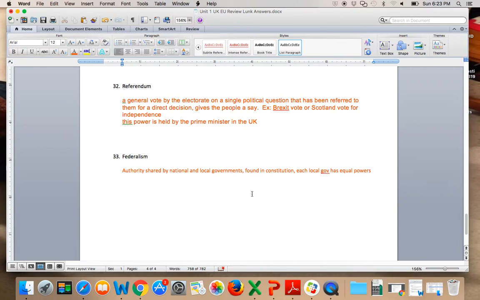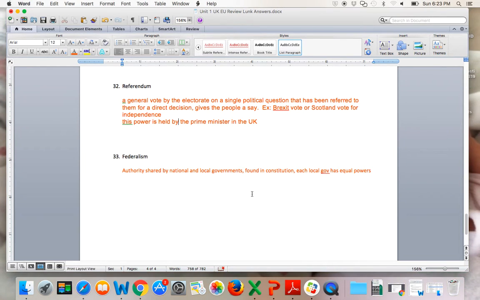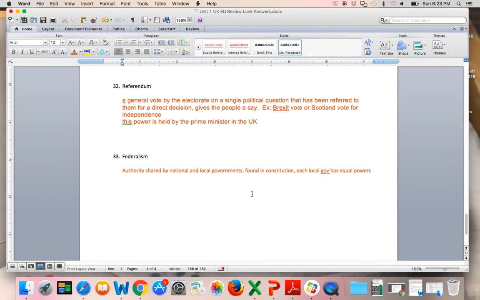And the last one, federalism, touched on it briefly. Authority shared by national and local governments must be found in the Constitution. The local governments always have equal powers, and the power is divided between the federal government and the local governments.